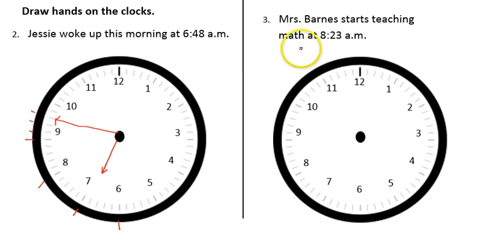The next question says Mrs. Barnes starts teaching math at 8:23 a.m. Well, 8:23 means it's after 8 o'clock, but it's still closer to 8 o'clock than it is to 9 o'clock. So we'll make our hour hand a little bit closer to the 8 than to the 9. Now let's find 23 minutes. Again, we can skip count. It would be 5, 10, 15, 20, 21, 22, 23. So the minute hand needs to point to the 23 mark on my clock. This clock now shows 8:23.